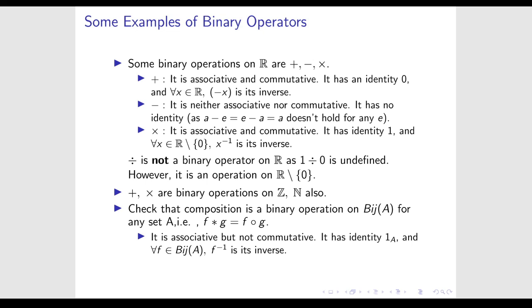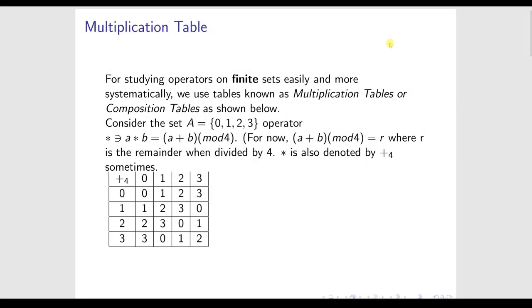Check that composition is a binary operation on bijections on A for any set A. That is, we define the binary operator star as f star g equal to f of g. Our operation, composition, is associative but not commutative. It has identity on the set A, and for all f belonging to bijections on A, f inverse is its inverse. So till now we have seen binary operators and their applications in higher mathematics such as abstract algebra, giving rise to algebraic structures such as groups, semigroups, etc.